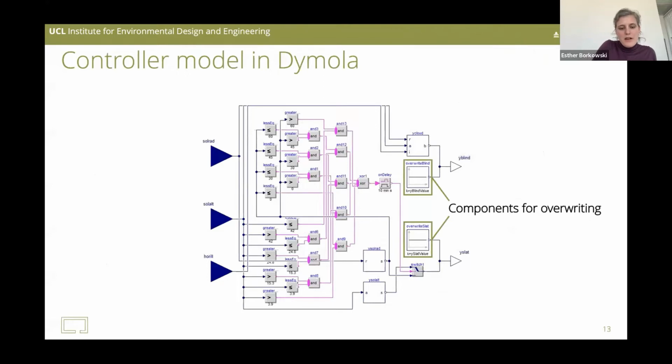As I said before, the control simulations were run in Dymola, and here you can see the controller model that I developed in Dymola. I created the model so that I could use the same model for both control strategies, and I did this by adding conditional clauses to the blind position y blind and the slat angle y slat in Dymola, so that they were mutually exclusive from the components of the baseline model. In this way, the optimization simply overrode the blind with a set of controller parameters that were obtained by the optimization algorithm.